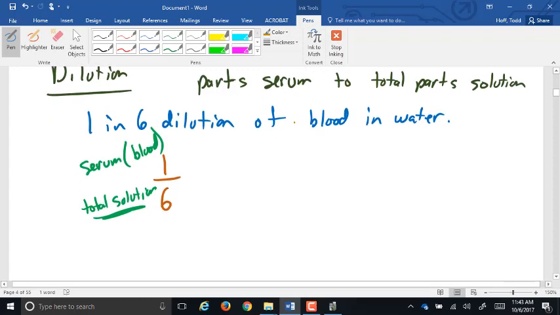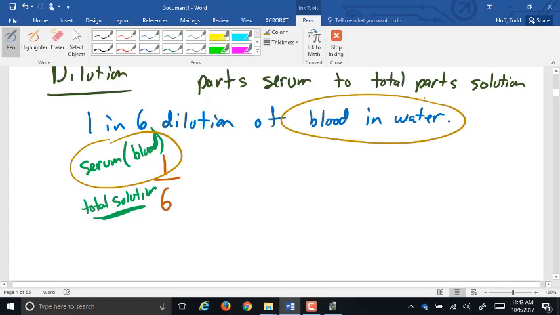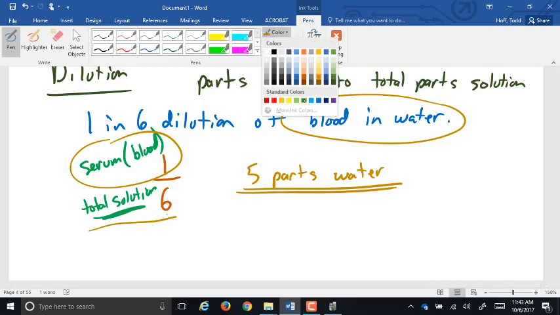So if we were mixing ingredients here to make this, it would not be 1 part blood and 6 parts water. It's 1 part blood and a total of 6 parts. So how many parts water are in here? 5. There we go. Because there's 6 total parts. One of them is serum. 6 minus 1 leaves us 5 parts that must be water.